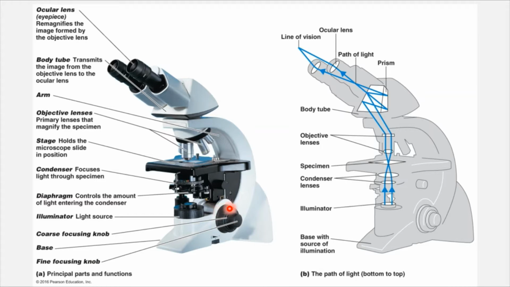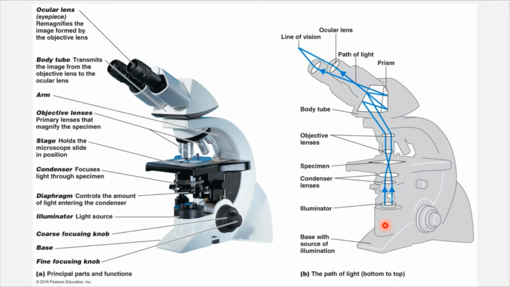On the side of the microscope, we have 2 knobs that are used to focus the microscope, which are mounted on the base. The coarse focusing knob is used to raise and lower the microscope stage either closer to or farther away from these objective lenses. The fine focusing knob is used to bring the specimen into fine focus after the coarse focusing knob has allowed you to get an initial picture of what you're looking at.